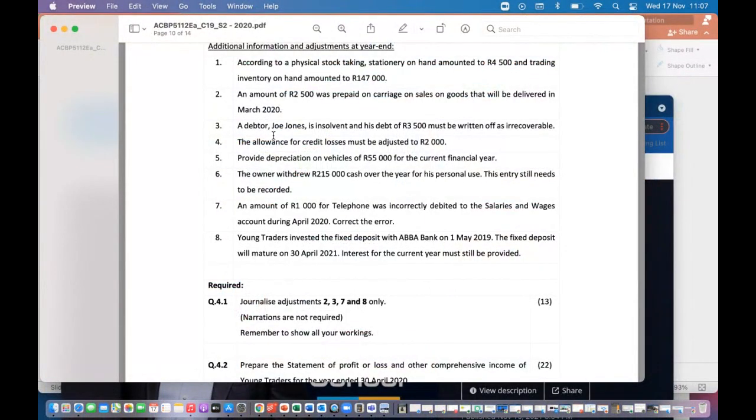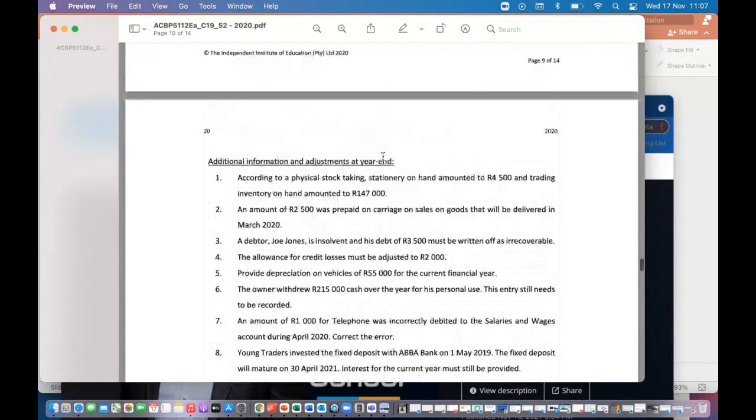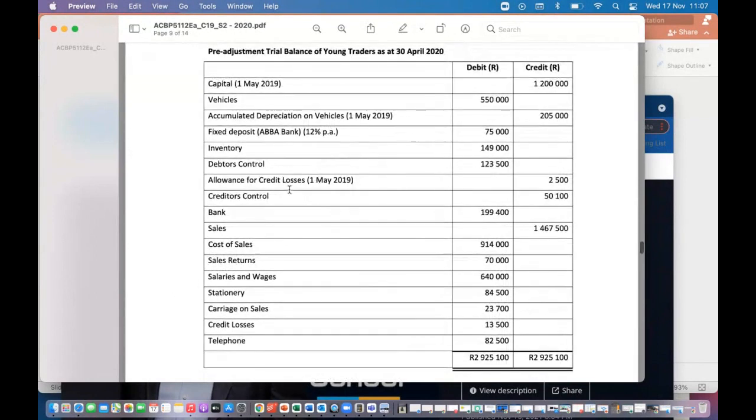So that was two. Then number three, a debtor, Joe Jones, is insolvent and his debt of 3,500 must be written off as irrecoverable. So this is obviously credit losses that's affected, and obviously your debtor's control. Okay, those are the two accounts there. Then here, allowance for credit losses must be adjusted to 2,000. Okay, so we have to go and see what was our allowance for credit losses before.